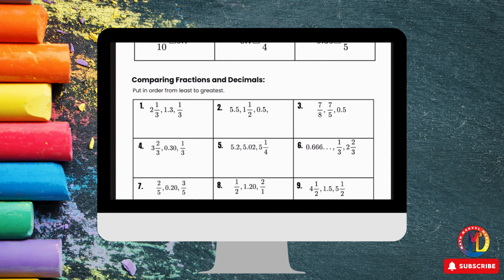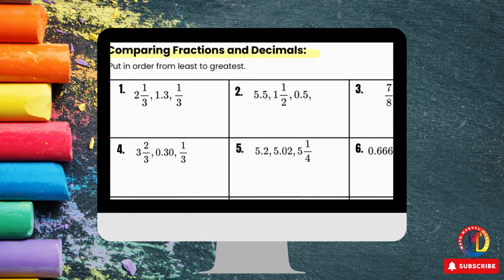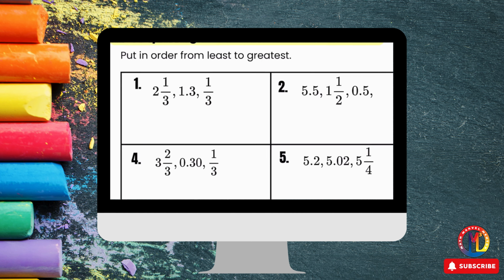We are going to continue this idea by comparing fractions and decimals. Now there's just more than one. We're going to keep the idea where we convert these fractions into decimals and then compare them. We're going to put them in order from the smallest number to the biggest number, least to greatest. So let's start here with number 1.